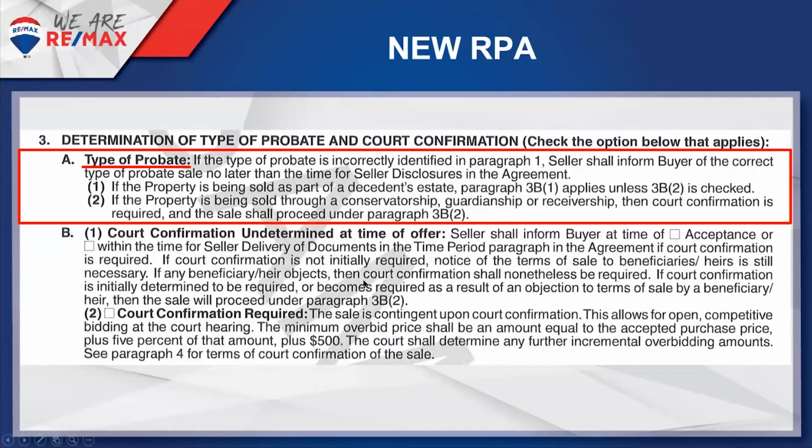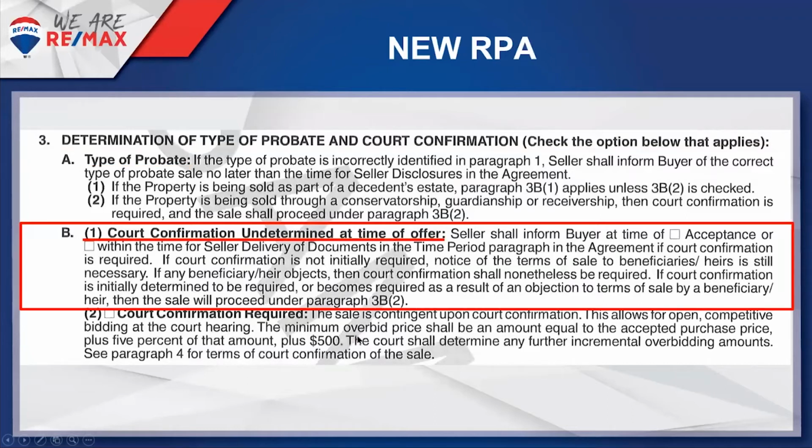The seller may inform you as to the type of probate it is, or they may do it later in the transaction. If court confirmation is not known, then that would be the default. And then the seller will inform the buyer whether court confirmation is required or not. I don't want to get in the weeds of probate, but a lot of times, and I've seen it, it's bitten us a couple of times. So no court confirmation is required. Well, that may not be absolutely true.